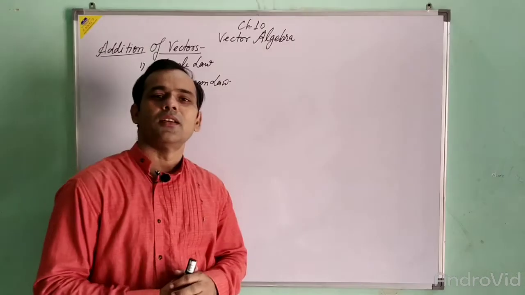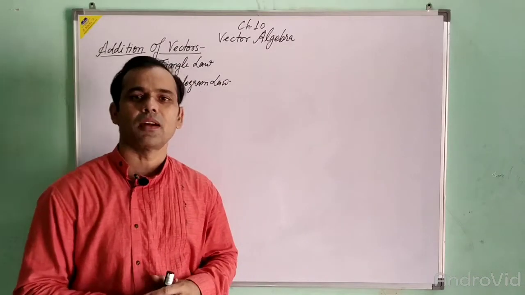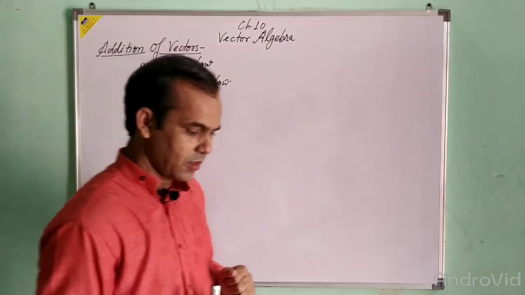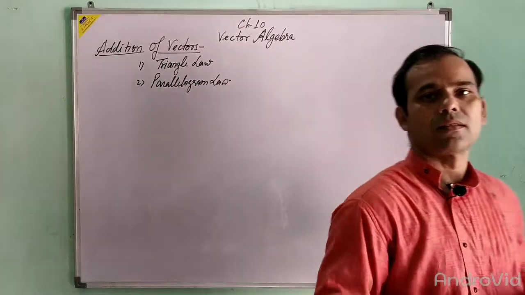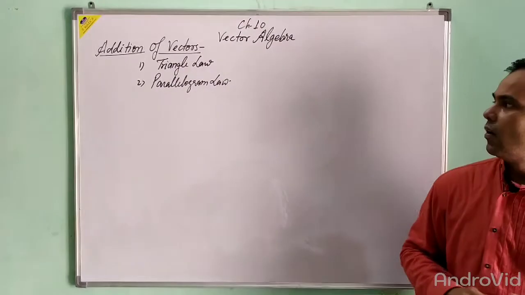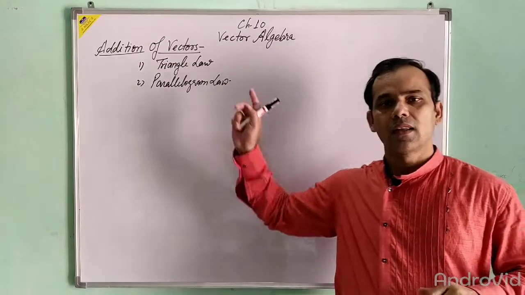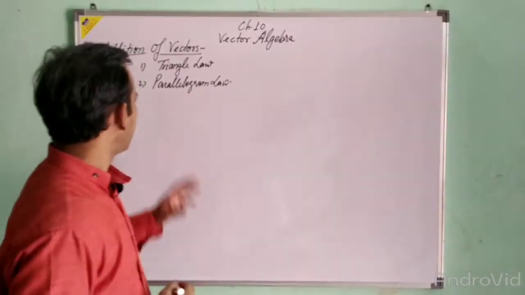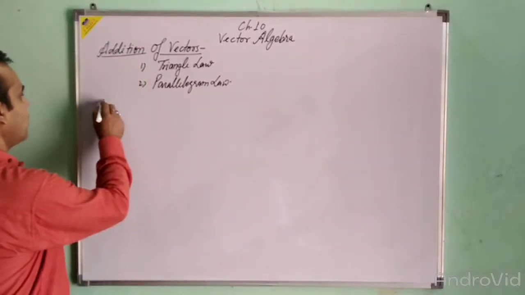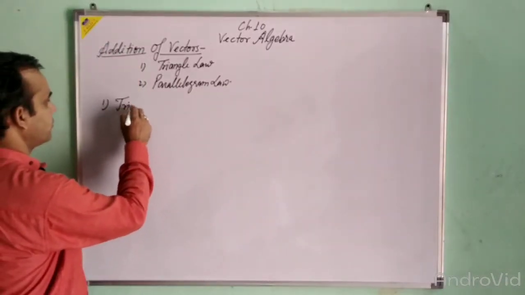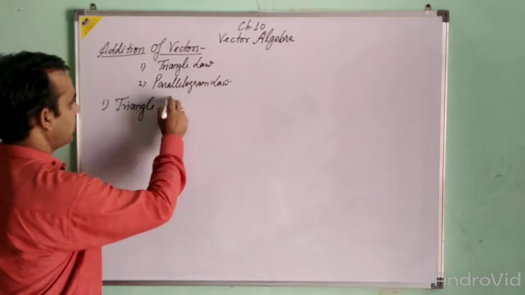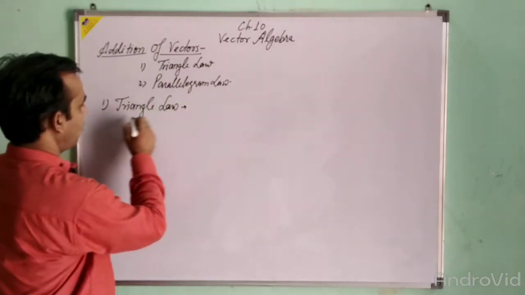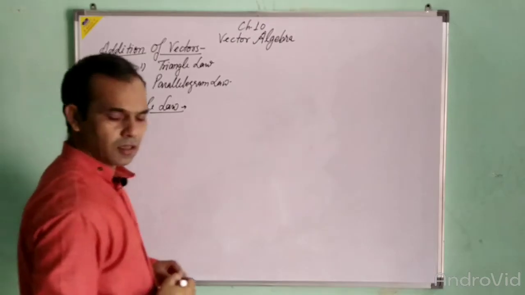Dear students, today we will learn how vector quantities are added. There are two methods of addition of vectors: one is the triangle law and another is the parallelogram law. Let's first discuss the triangle law of vector addition.